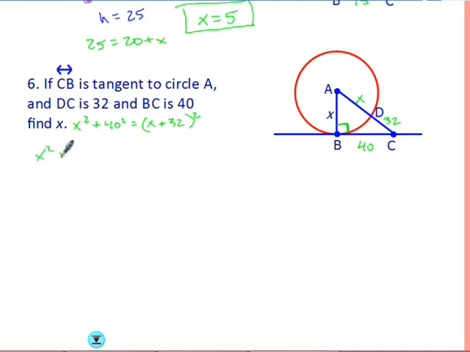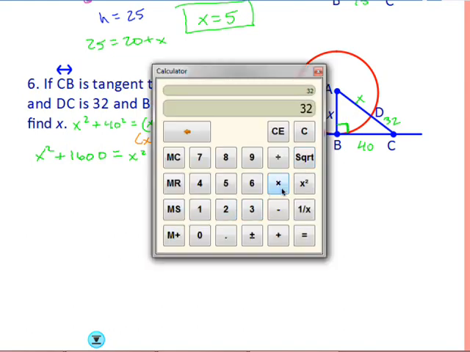So we have x squared. 40 squared is 1600. And then (x plus 32) squared is the same thing as (x plus 32) times (x plus 32). So that is FOIL, multiplying binomials. First term times first term is x squared. We have 32x plus 32x, that's the outer times the inner. And then the last term, I don't know 32 squared off the top of my head, so let's see. 1024.